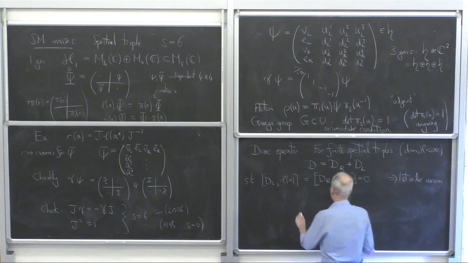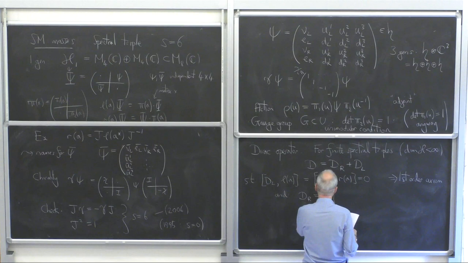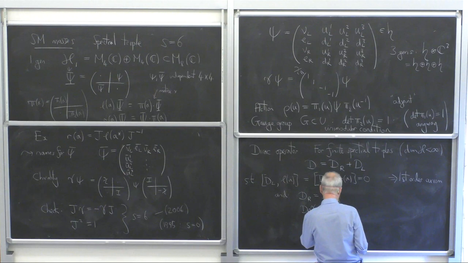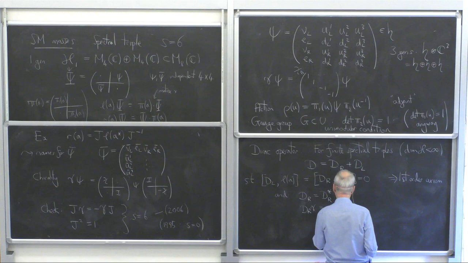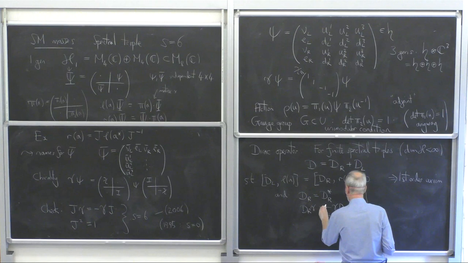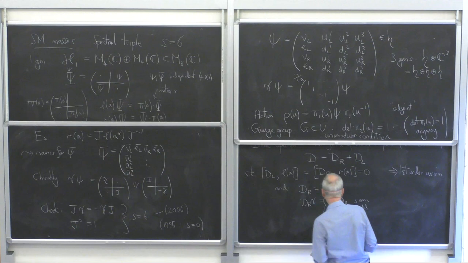So you can choose this, and you can have each piece to be self-adjoint, and commutes or anti-commutes with the chirality as required. This is S even, S odd. And does the right thing with the J. But that's it. That's all the conditions.